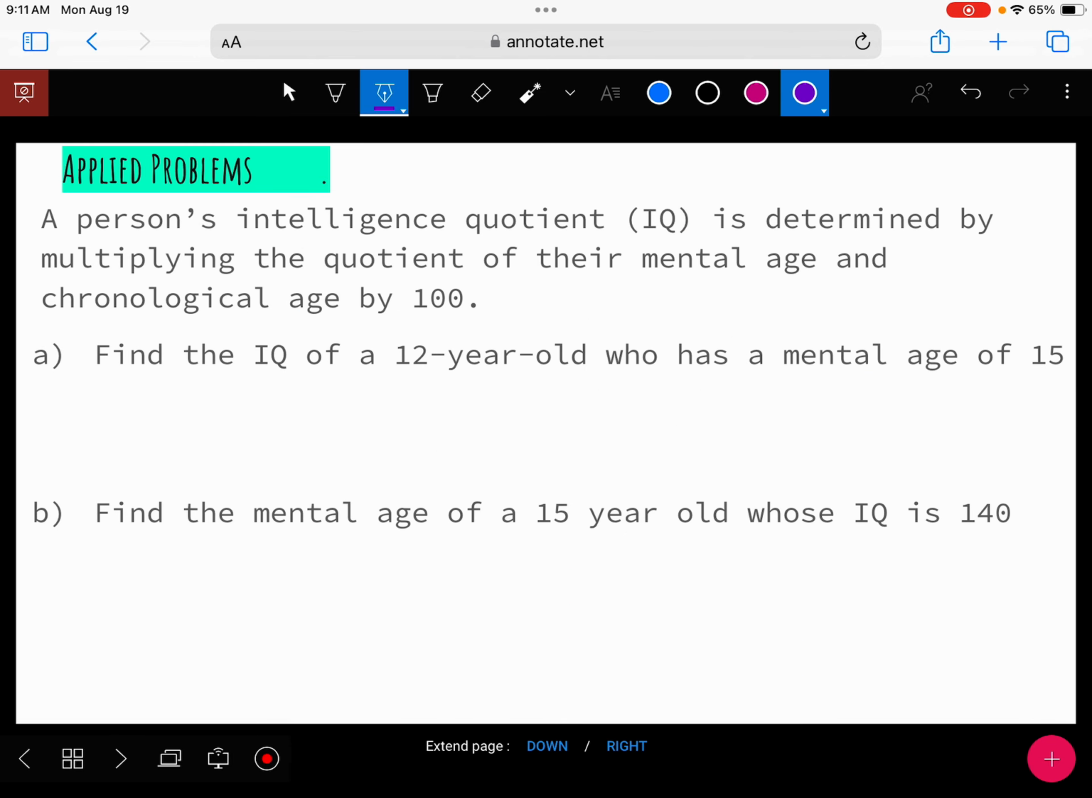Okay. Next one. This is number 3 on that list of ones I got for you. So a person's IQ is determined by multiplying the quotient of their mental age and the chronological age by 100.